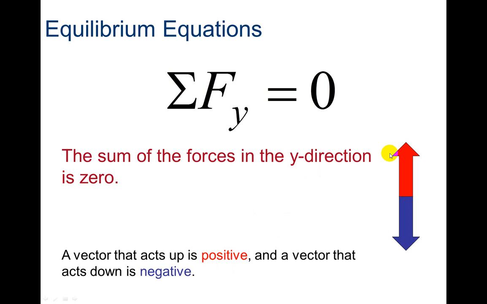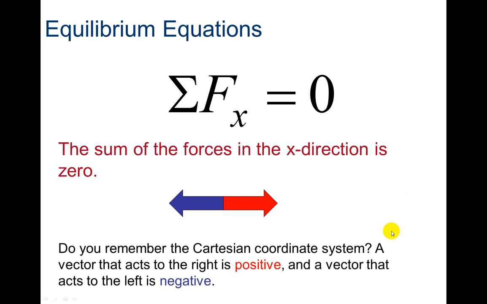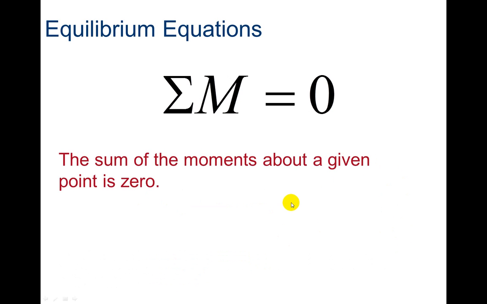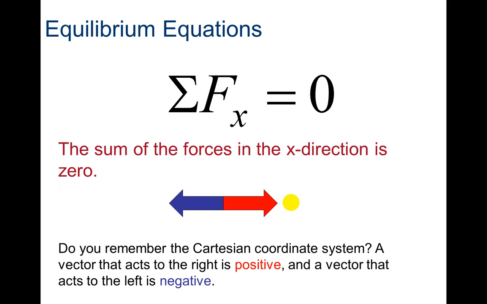If it's going up, it's going to be positive. If it's going down, it's going to be negative. On the x's, if it's going left, it's negative. Going right, it's positive. And then moments, of course, clockwise is negative. Counterclockwise is positive. All right, because of your Cartesian coordinate system, if you think about that.